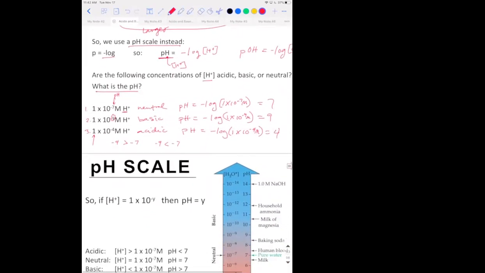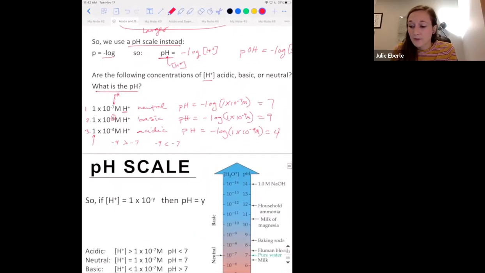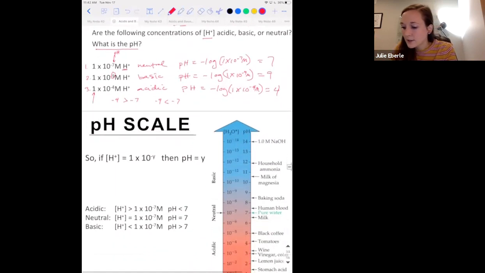Okay. All right, so yes, there's a pattern here. If your base number is 1, okay, if your base number is not 1, then you can't apply this pattern. But if it is 1, then you shouldn't even have to calculate it, right? You can just say, oh, that's my pH. It's what the exponent is. Here's the pattern. So if H plus is 1 times 10 to the minus, whatever that number is, we just call it Y here, then pH equals Y, okay? Now notice it's not pH equals negative Y. It's just Y, okay? Not negative Y.